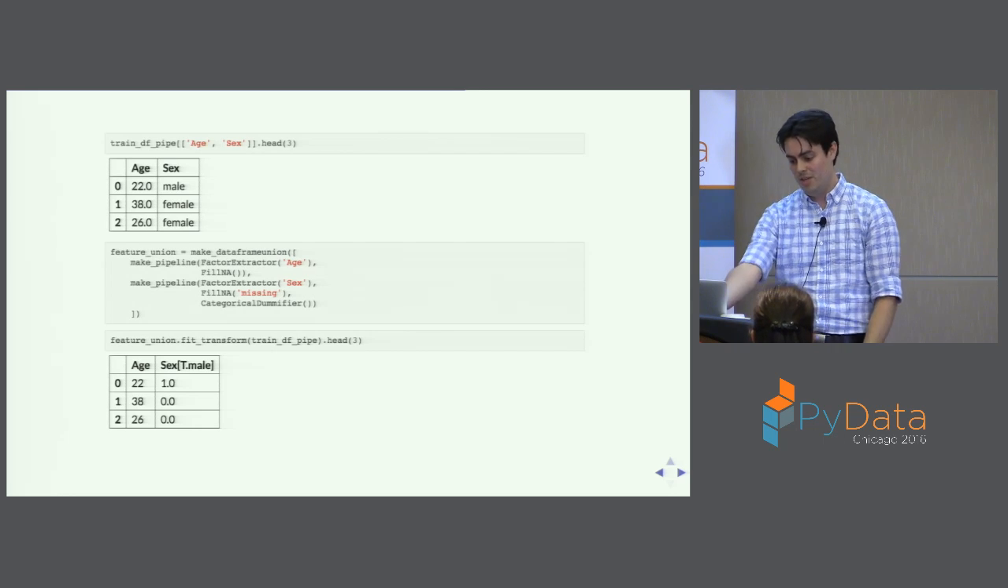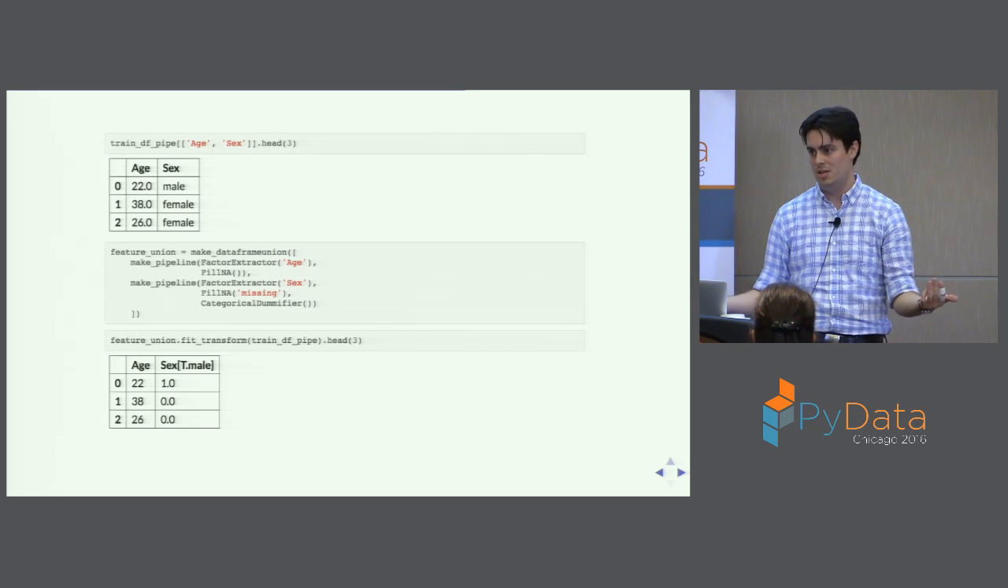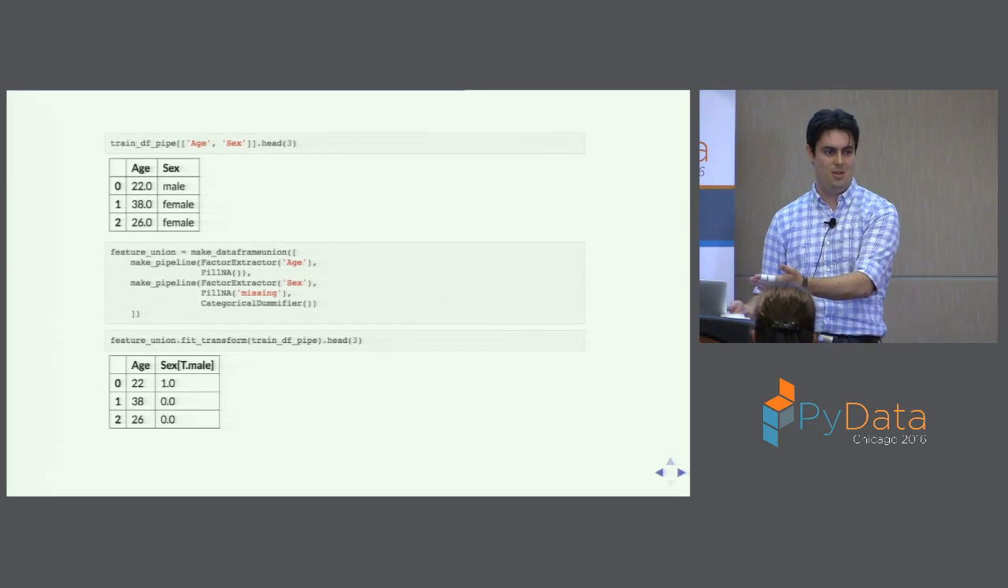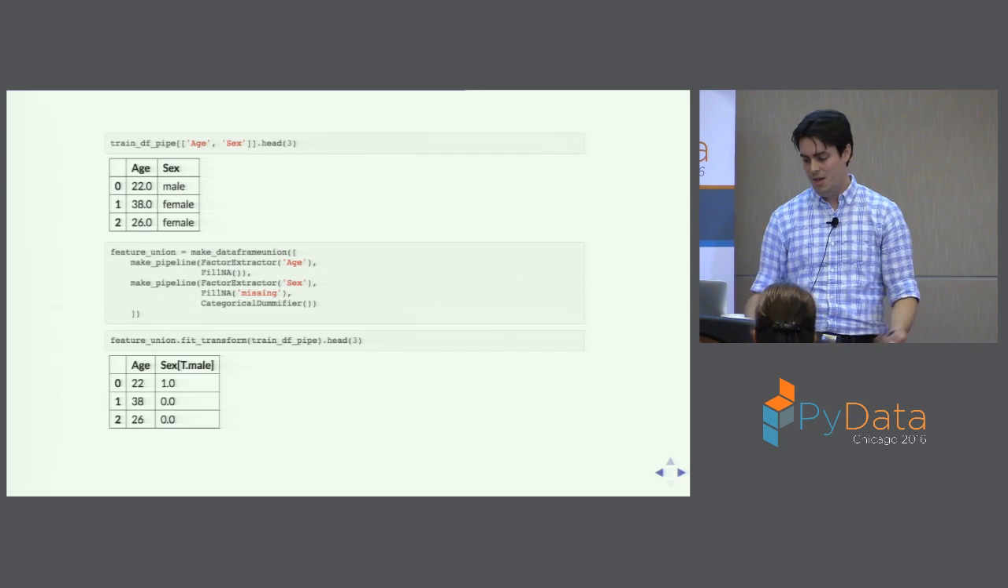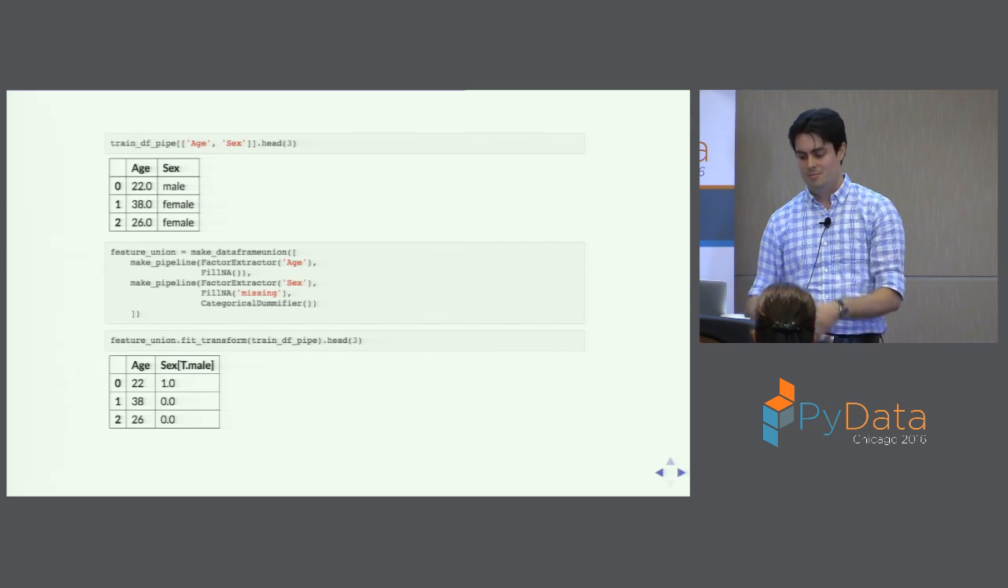So what we get is sex true dot male. That's how Patsy writes its categorical variables, and it drops the female variable because there are only 2. Age doesn't actually look any different because I didn't have any NAs in my first 3, but they would have been replaced as well. The age column was produced by the first pipeline in my feature union. Sex was produced by the second pipeline.